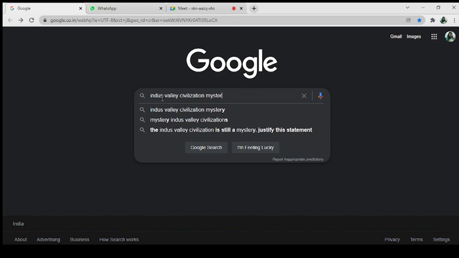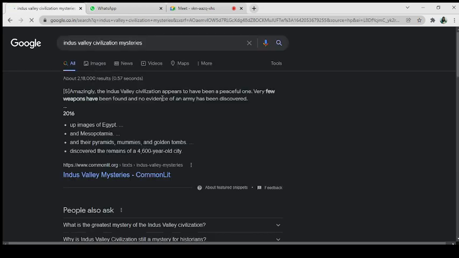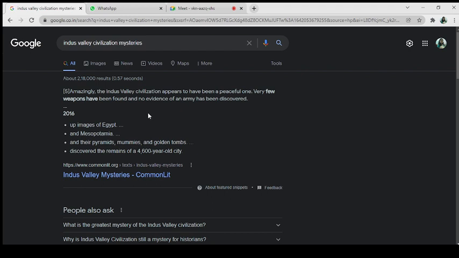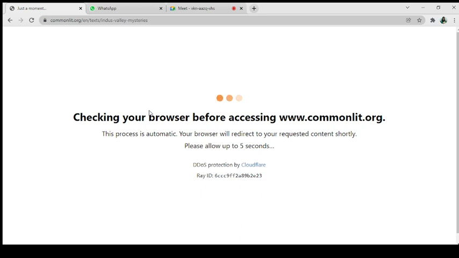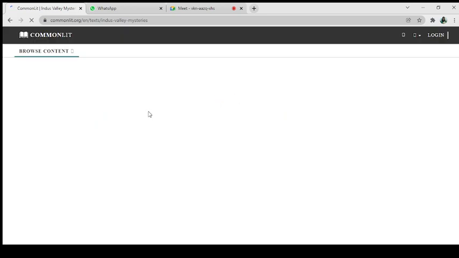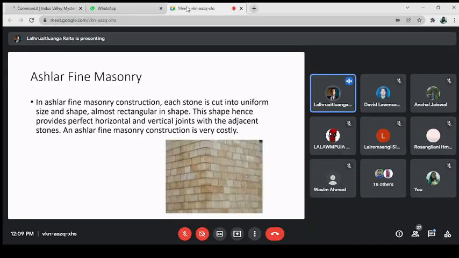So the first one is ashlar fine masonry. In ashlar fine masonry construction, each stone is cut into uniform size and shape, almost rectangular in shape. As you can see from the image also, it resembles your block masonry. Block can be your fly ash brick, or it can be your AAC block, also with different colors. So they are well shaped, and they provide perfect horizontal and vertical joints with the adjacent stones.